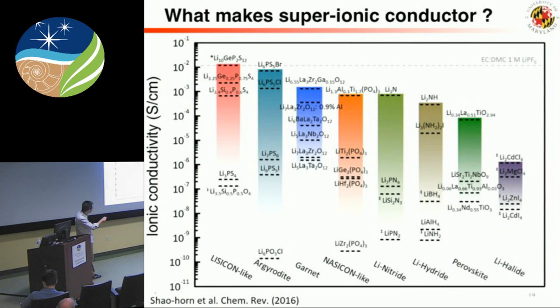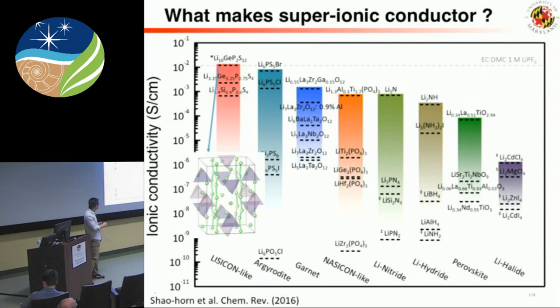And if you look at these materials, you can see they have very diverse chemistry. You have sulfide here, some halogen-doped sulfide. Here's oxide, this is garnet structure. And this is phosphide, NASICON structure. Nitride, hydride, perovskite. This is a perovskite structure. And also highlighted, so this is very, very diverse chemistry. And they also have very, very diverse structures.